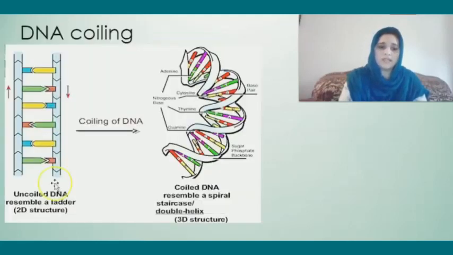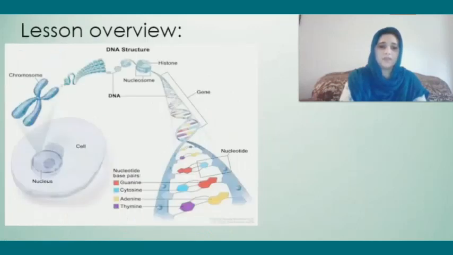So here is the diagram that shows the coiling of the DNA. Uncoiled DNA resembles a ladder, a 2D structure, while here the DNA ladder is shown as the double helix, a 3D structure. Here is the lesson overview.